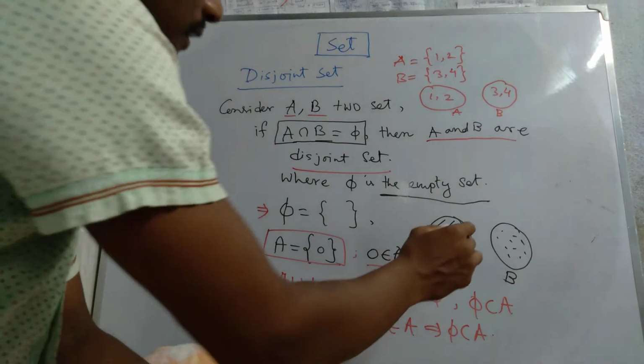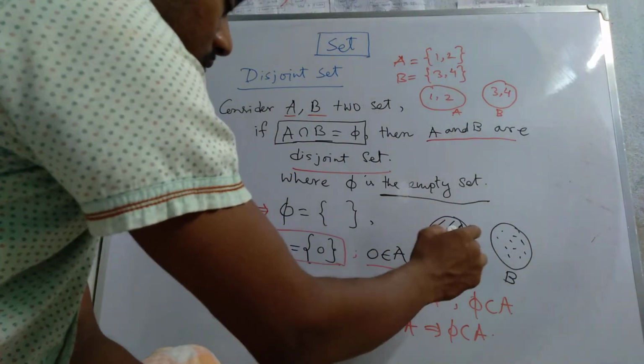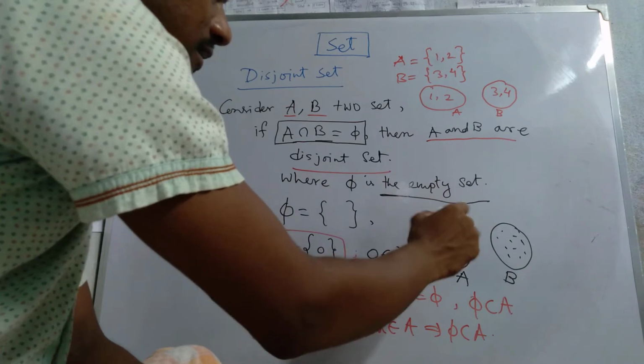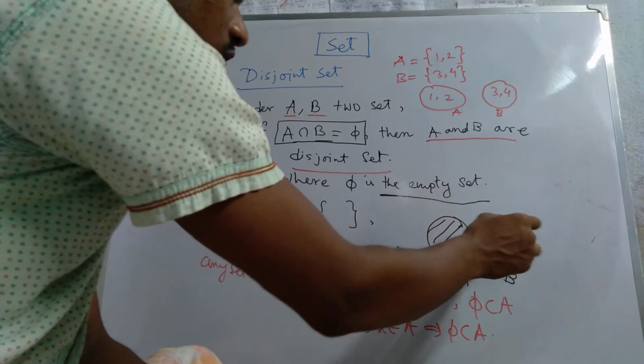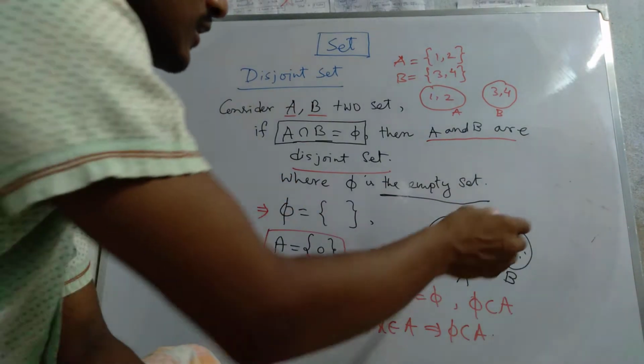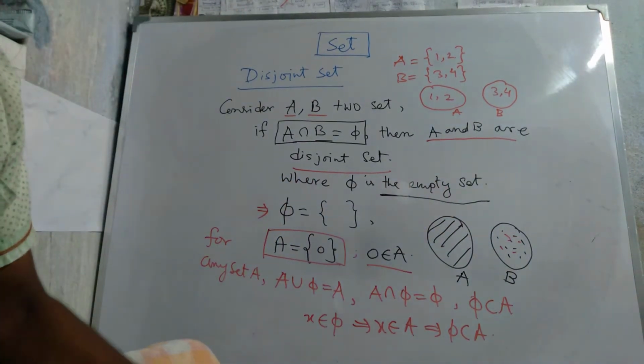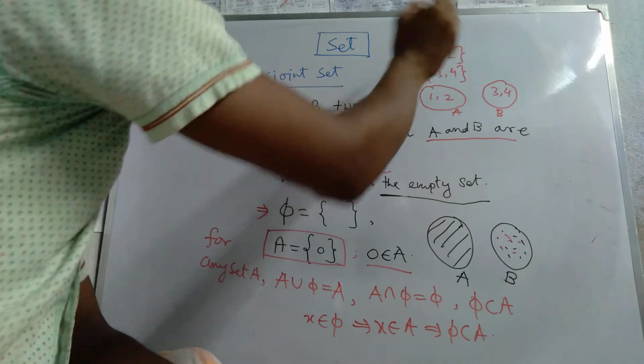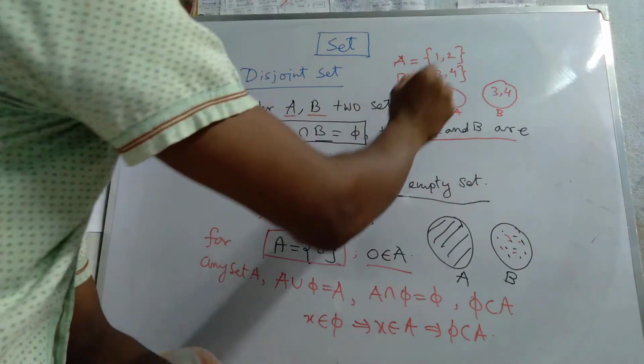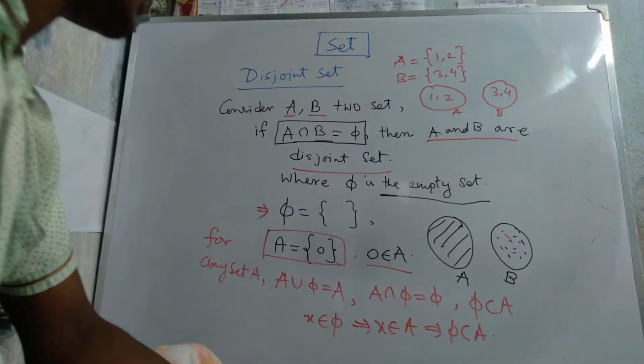Here we construct a set A which contains some lines, and a set B which contains some colorful dots. Then these two sets are disjoint. And here also, A equals {1, 2} and B equals {3, 4}, then these two sets are also disjoint.